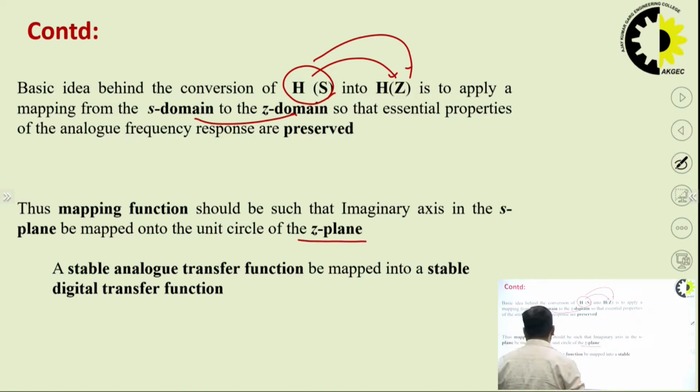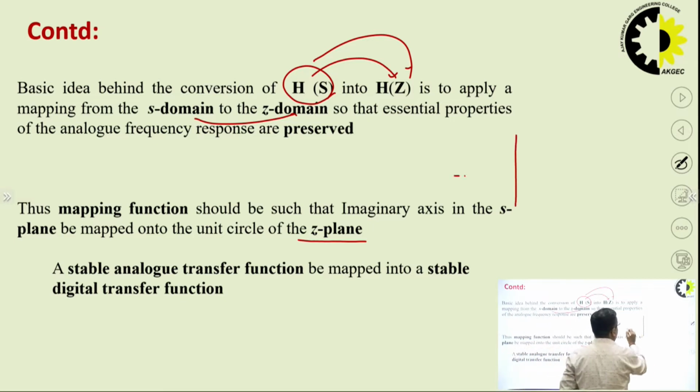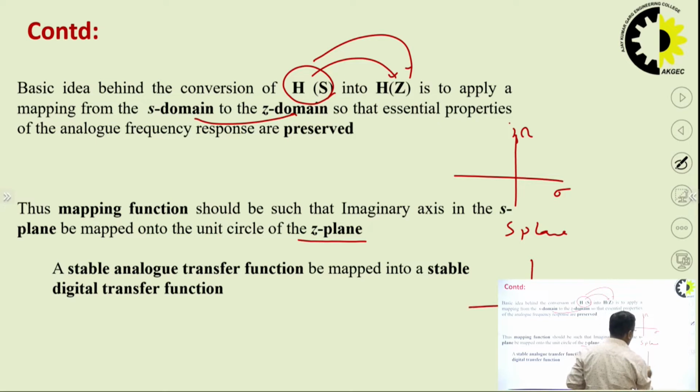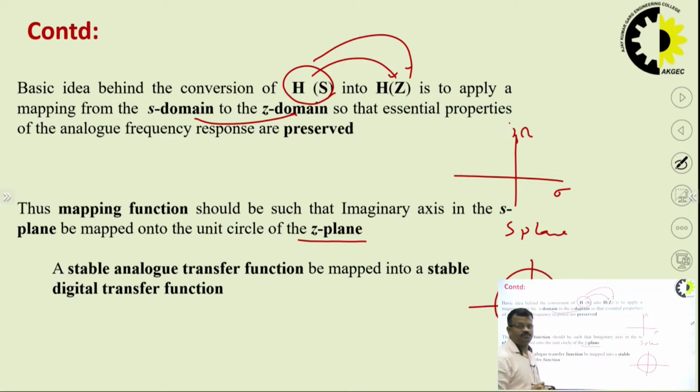Okay. So, because we know the S plane, what is the S plane? This is our S plane, this is our sigma, this is our j omega, real part, imaginary part. This is our S plane. For the Z plane, what do you do? For the Z plane, you have to draw the unit circle.